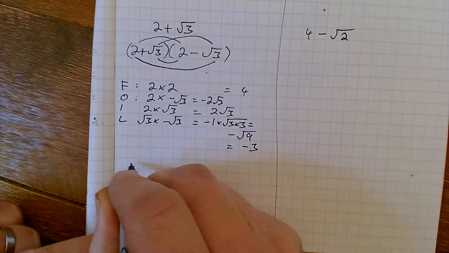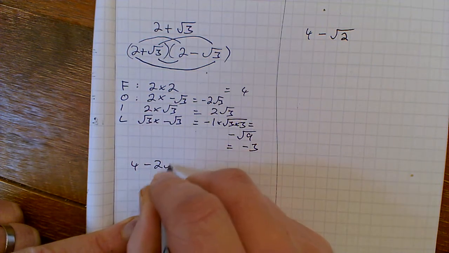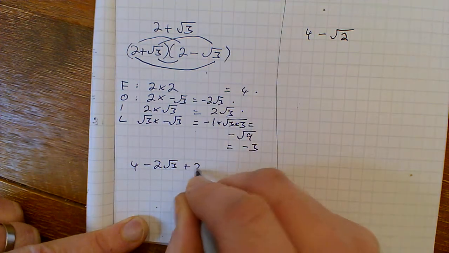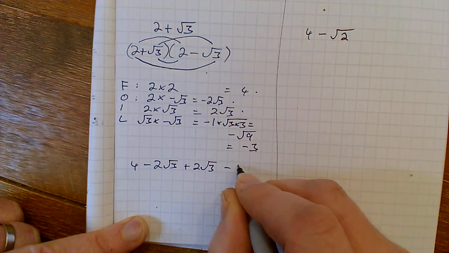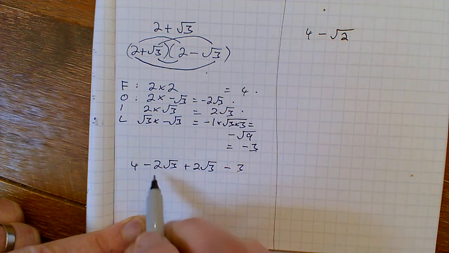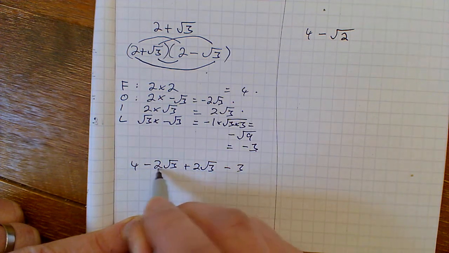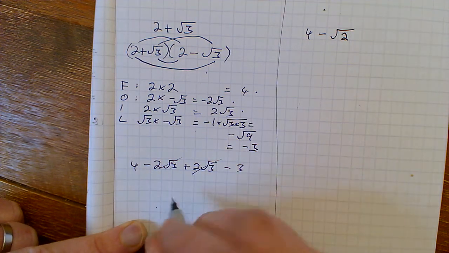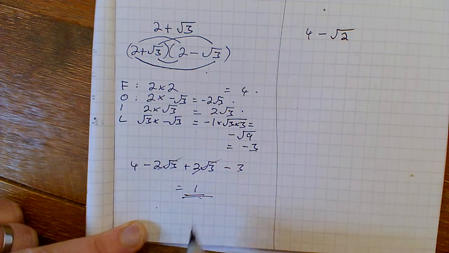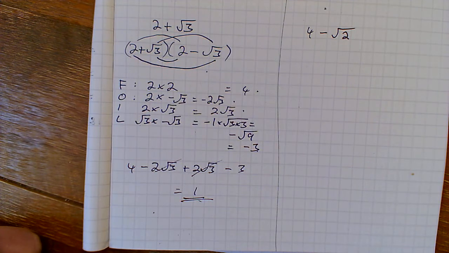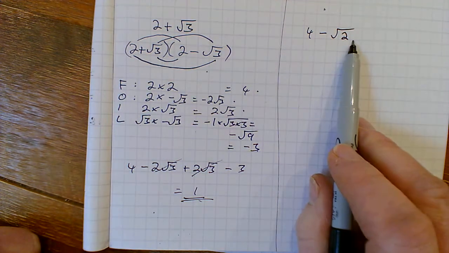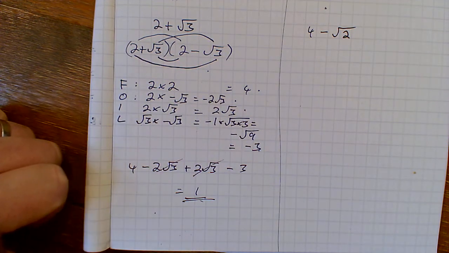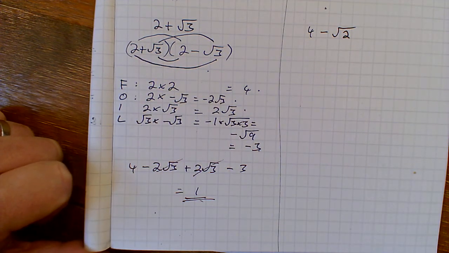Write all your terms out. 4 subtract 2 root 3, so there's the 4, there's the 2 root 3, plus 2 root 3, and then subtract 3. And then look, negative 2 root 3 plus 2 root 3 will cancel again. That's not by accident, that's by design. 4 subtract 3 is 1, and so again that gives me 1. Okay, try this one. 4 subtract root 2. Pause the video, have a go, and then press play, and I'll be here waiting.